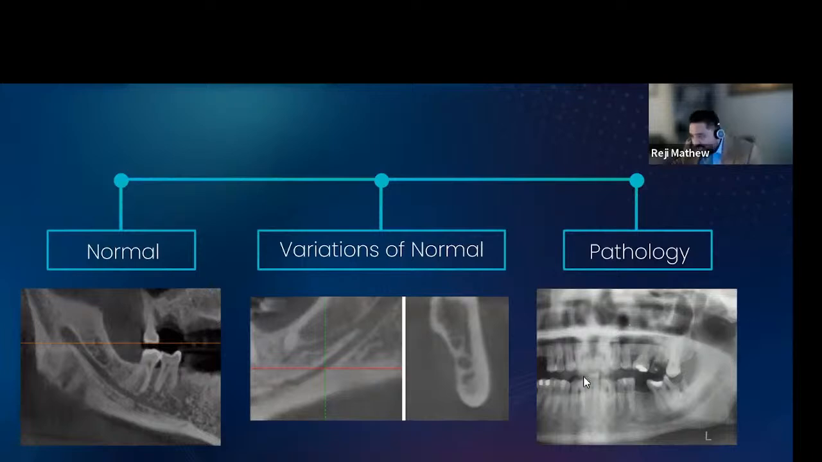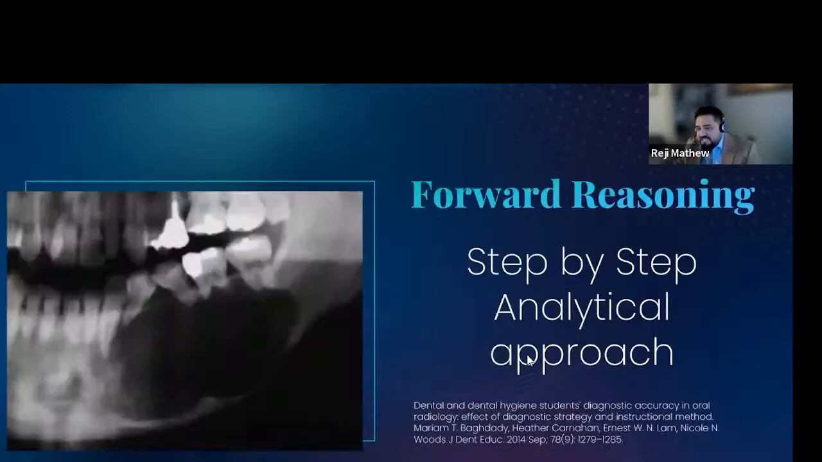I don't want to go into details on that, but what I wanted to tell you here is that anytime you see a change in normal anatomy, we want to look at it and see if it's a variation of normal or if it's a pathology. And if it's a pathology, it's important to refer that patient outside so that adequate care can be given. Now, this is a great article. I would encourage all of you to read this article.